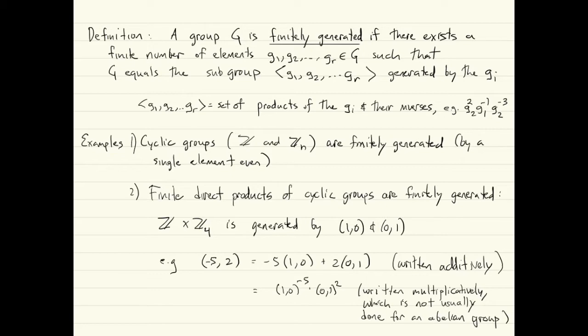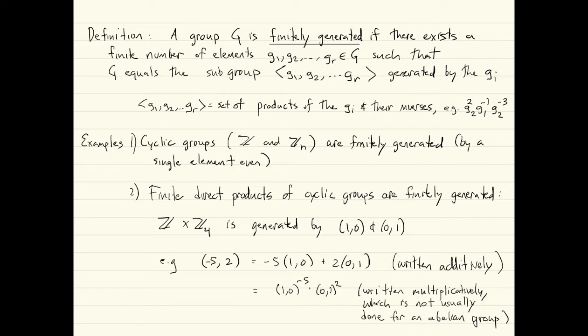So let's look at some examples. All cyclic groups, such as the integers and Z mod n, are finitely generated. In fact, they're generated by a single element. So this definition might be reminiscent of the definition of a cyclic group, where there's a single generator.